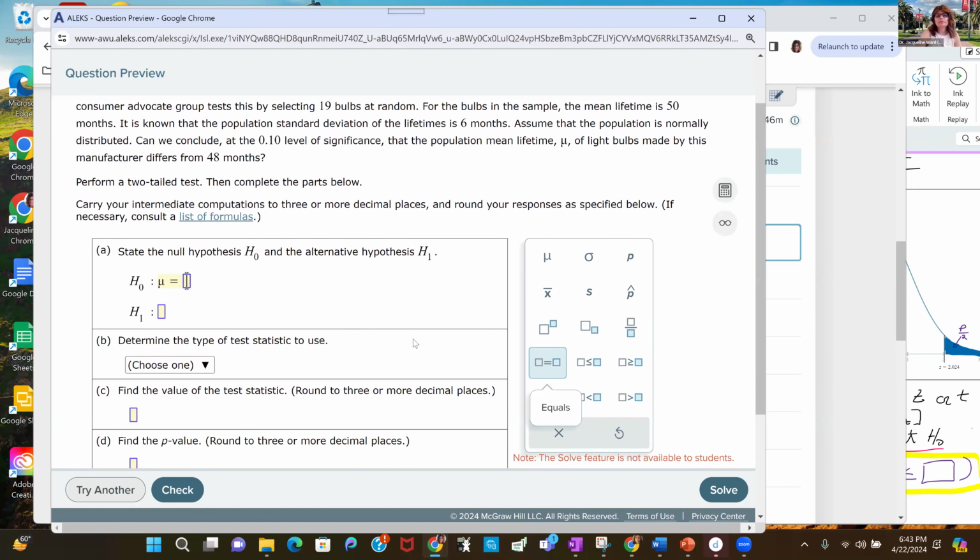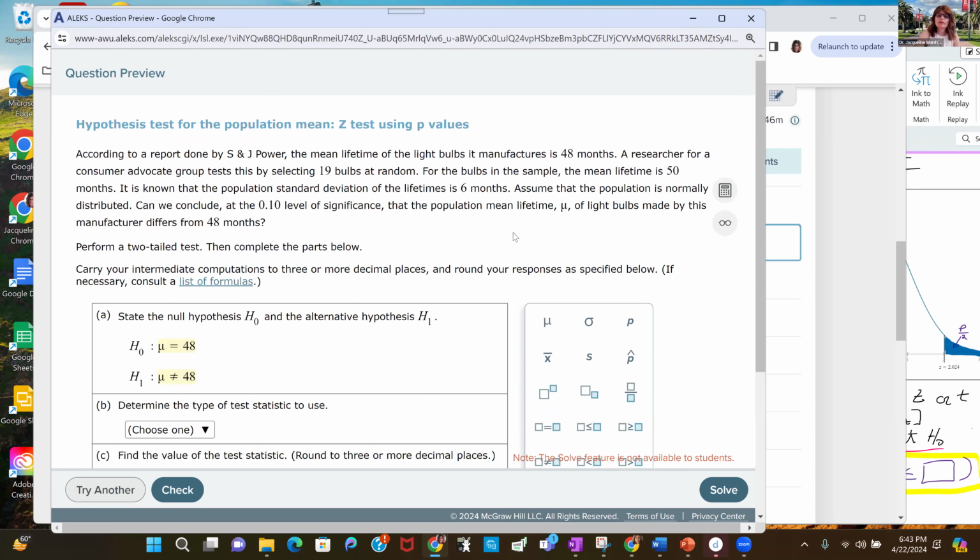So the null is that the mean equals 48. And then we want to know whether or not it does not equal 48. That's what we're going to test. Okay. We have a normally distributed property, and we know the population standard deviation. So this is going to be a z-test.